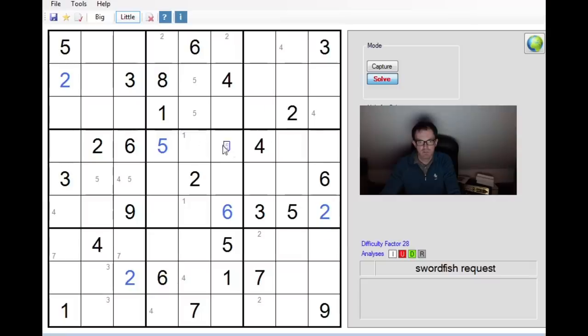Anything more we can do with fours? It feels like fours are important. No, I'm not seeing anything more. Fives we've already looked at. Sixes we've looked at. Sevens, there's hardly any in the grid. Eights, there's only one in the grid. Nines, no. There's only two nines, and they are not really complementary.